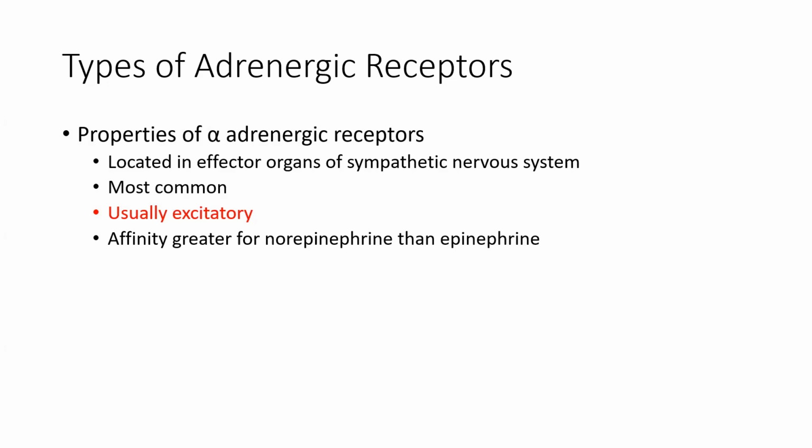And then their affinity is usually greater for norepinephrine, right? They prefer norepinephrine. And so if there's an equal amount of norepinephrine and epinephrine around, they're going to grab onto that norepinephrine at higher proportions.